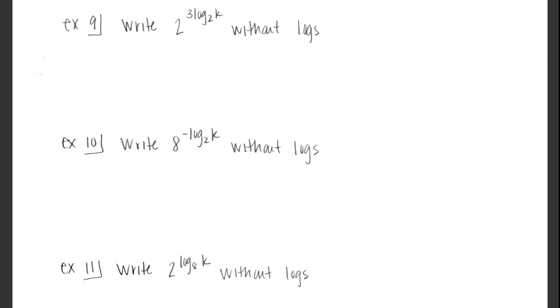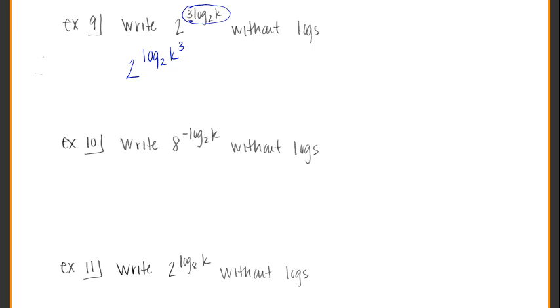Okay, so let's finish wrapping this up here. We want to write 2 to the 3 log base 2 of k without logs. Okay, what I want you to do to start working on this problem is look up here in this exponent. If I just gave you this and said simplify it a little bit, what you might do is take that 3 that's in the front and put it back as an exponent. So it really is saying log base 2 of k cubed.